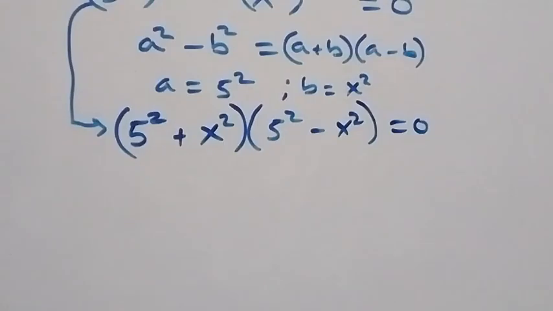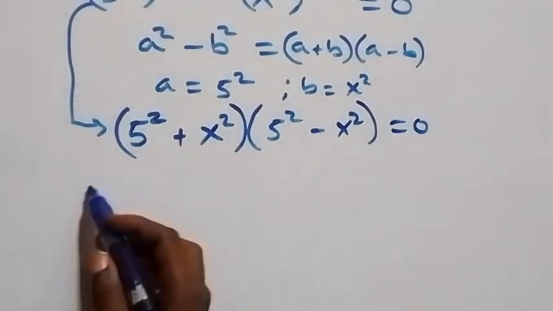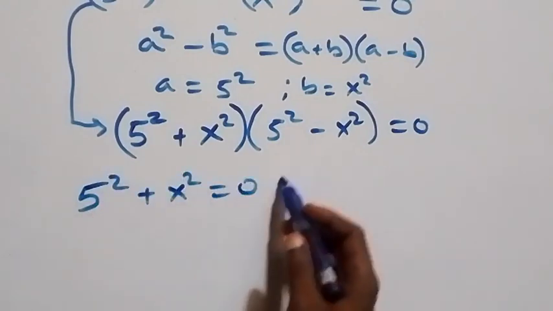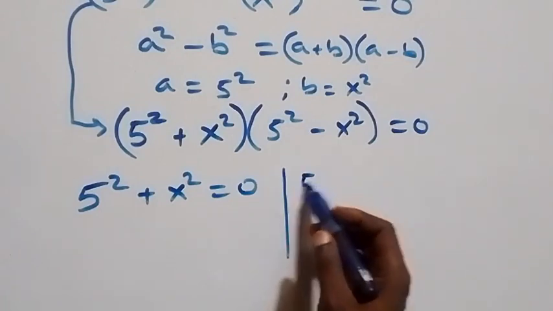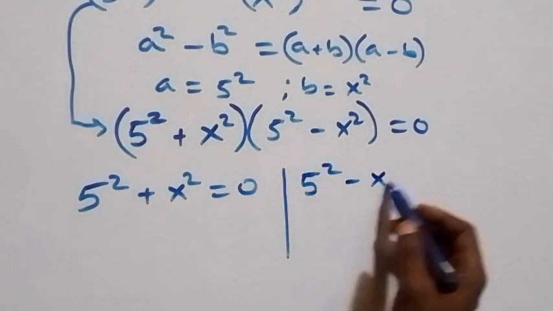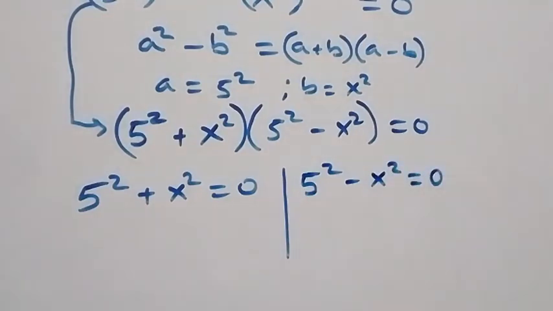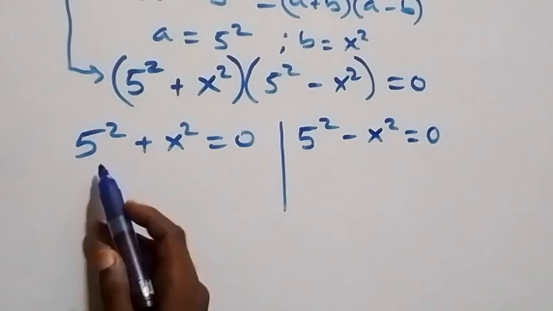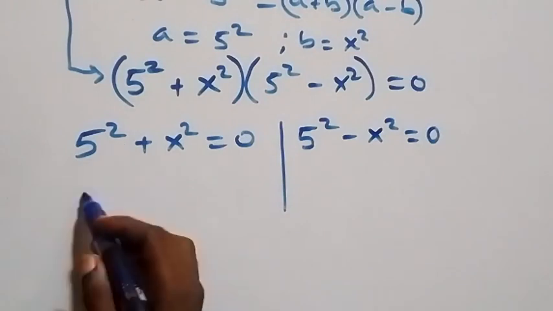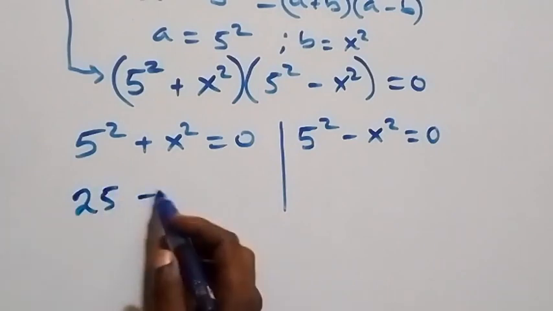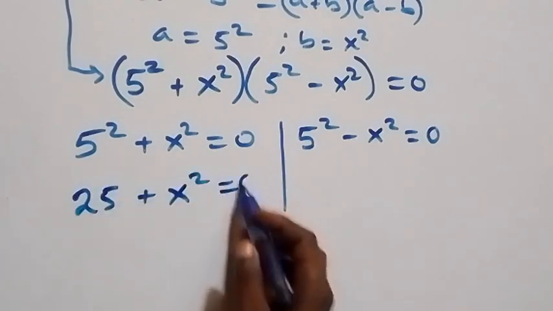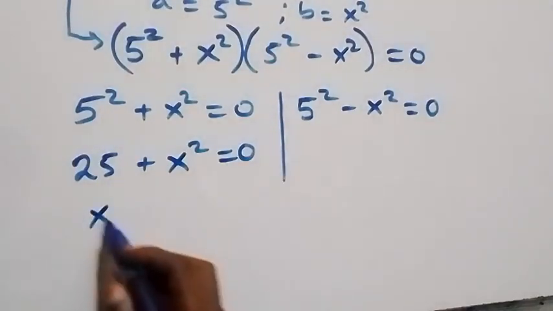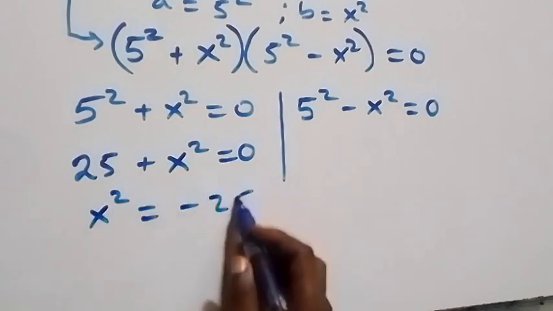Now here we have two possible cases. That is, the first one we have 5 squared plus x squared equals 0, or we have on this side 5 squared minus x squared equals 0 from here. And on this side, when we solve here, we can take the square of 5 here, which is 5 times 5, that's 25, then plus x squared equals 0 from here. Now, let's separate 25 to the other side, it becomes minus. So we have x squared now equals minus 25.